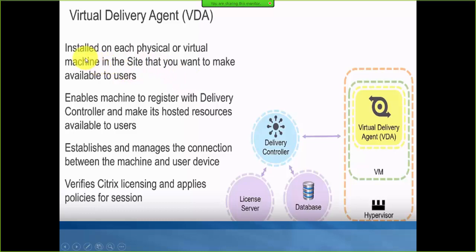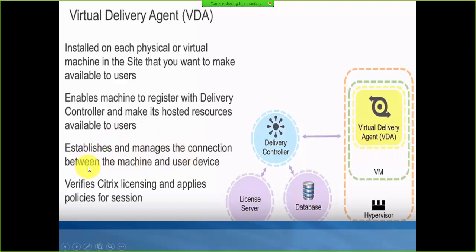Some more of the detail about what is installed on each physical machine, we just talked about that. It enables the machine to register with the delivery controller and makes its hosted resources available to users. So if this was the hypervisor and this is the virtual machine, VDA is deployed there, and then it just makes sure that the connectivity between the Citrix environment and your machines and servers is intact and perfect, and the resources which were responsible to be delivered to the virtual machine from the server side should be there.